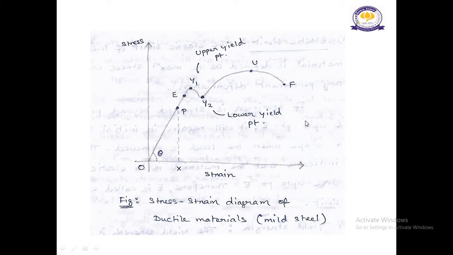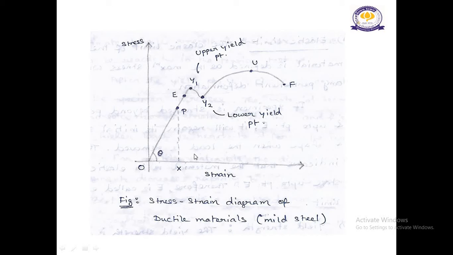Next, we find the modulus of elasticity. The modulus of elasticity, or Young's modulus, is the ratio of stress to strain up to the point P. It is given by the slope of the line OP, and therefore E will be equal to tan theta, which is Px by Ox, and this is the stress by strain. Px is stress and Ox is strain.